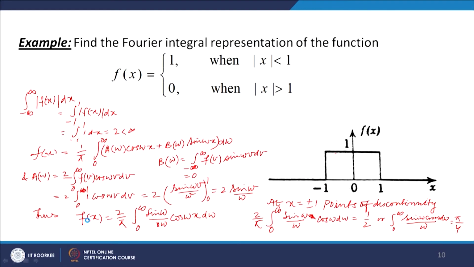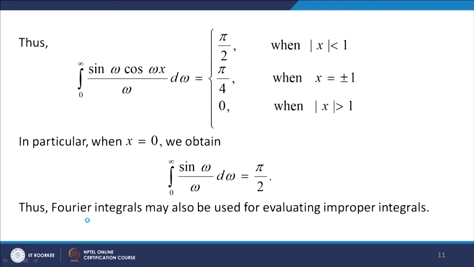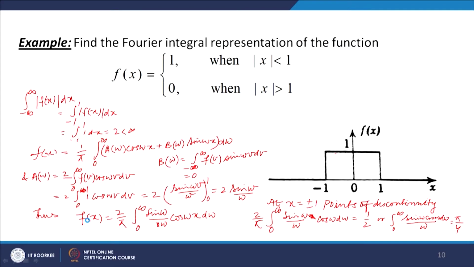So, the integral from 0 to infinity of sin omega over omega times cos omega x is 0 (as shown earlier). In particular, when we take x equal to 0, f(x) takes value 1 and it is a point of continuity. So, 1 equals 2 over pi integral from 0 to infinity of sin omega over omega cos omega x becomes 1, and therefore the value becomes 1 equals 2 over pi integral from 0 to infinity of sin omega over omega d omega at x equal to 0.